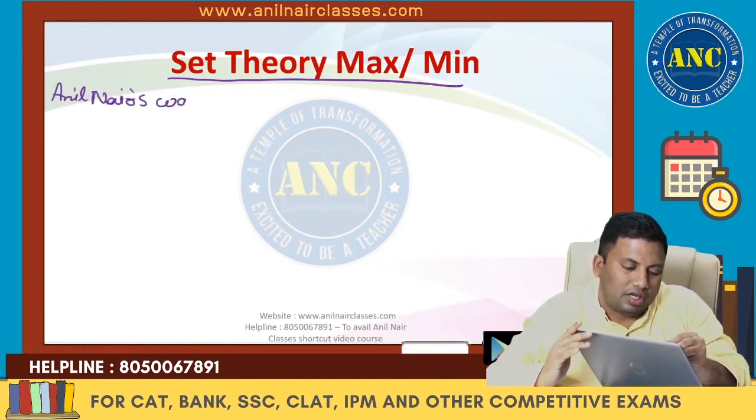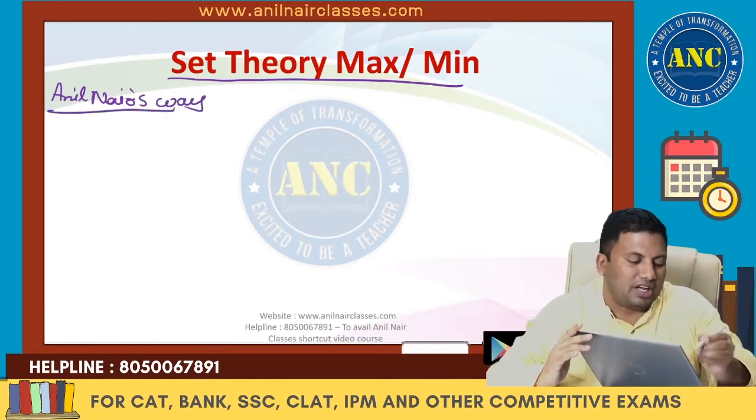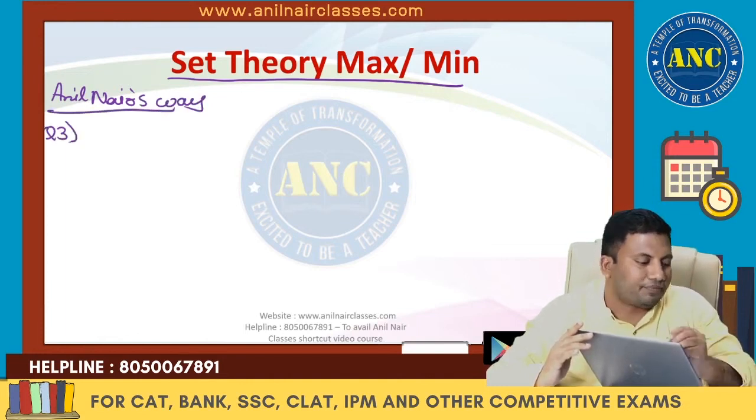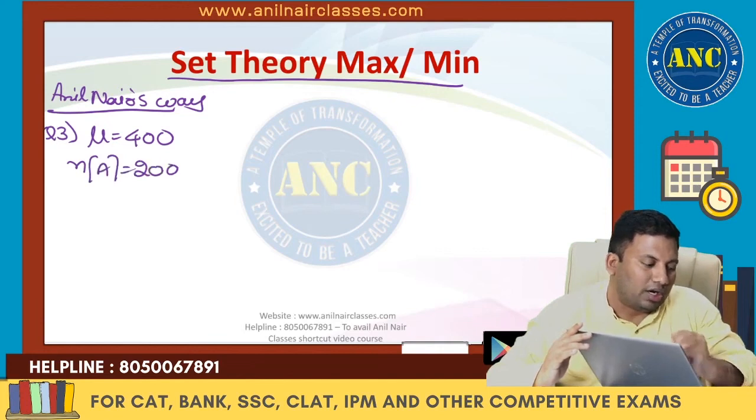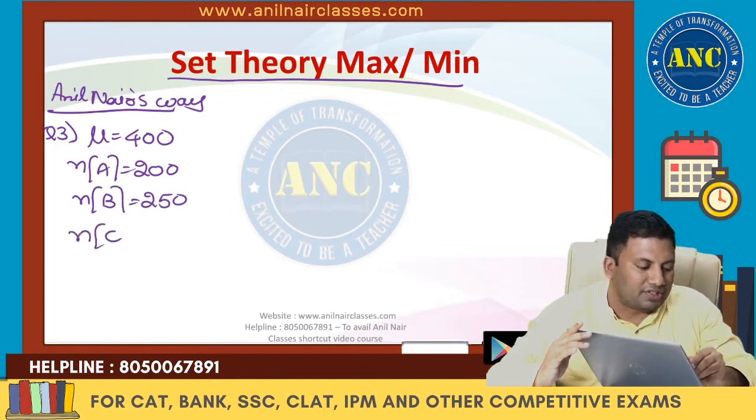How I solved this question? First, I will take question number 3. Let me take the values. Mu equivalent to 400. N of A is nothing but 200. N of B is nothing but 250. N of C is nothing but 150.